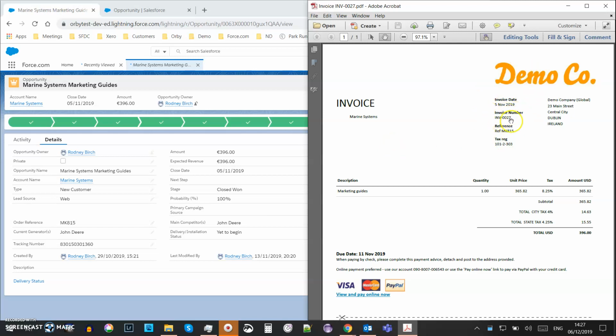Next thing on the invoice is an invoice number. This is a sequential number and wouldn't typically be decided by the sales department. But the next thing, the reference, and here we have ref MK815. This has been put in by the sales department and they have discussed with the customer MK815 as being this deal. The tax reg on the invoice, that's going to be the tax number of the customer. That typically would be a finance piece of information rather than something that comes up in the sales cycle.